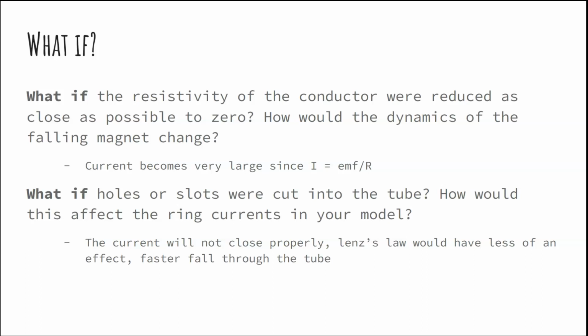What if holes or slots were cut into the tube? How would this affect the ring currents in my model? The current wouldn't close properly. Lenz's law primarily works on closed loops. So Lenz's law would have less of an effect, and that would result in a faster fall through the tube.